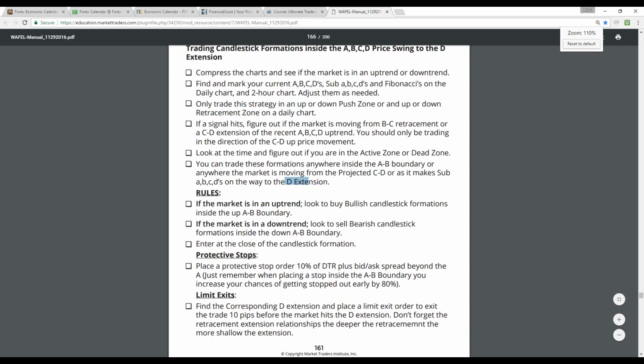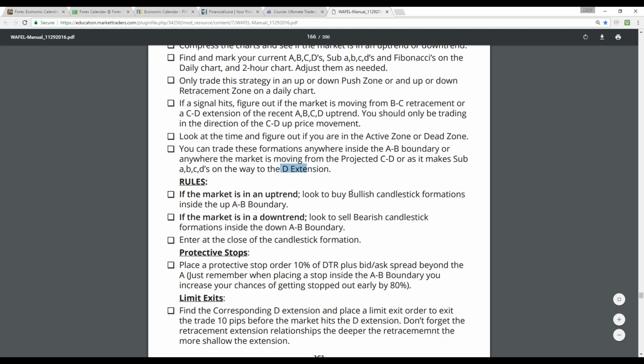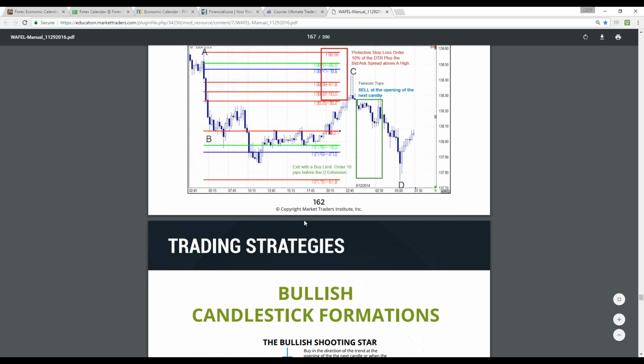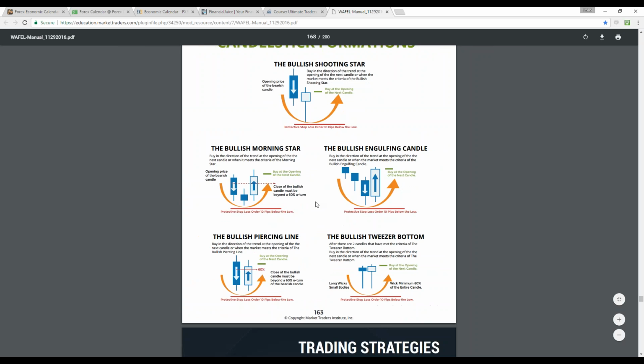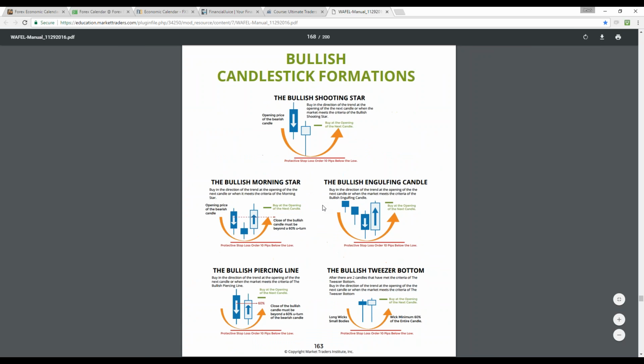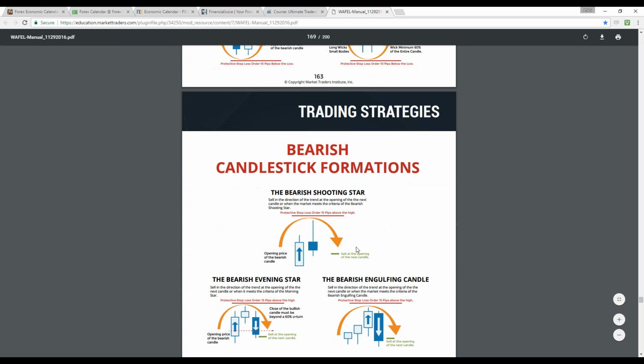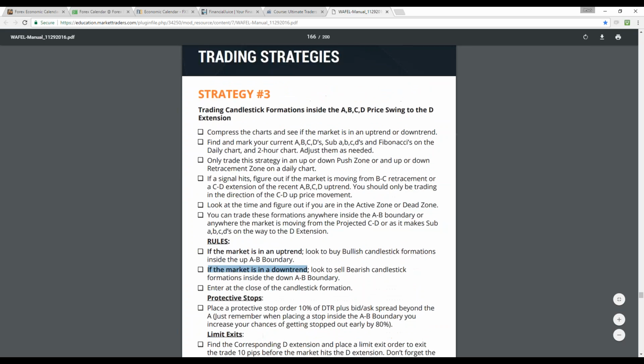The entry will be the same. The common element will be candlestick formations. That's my signal. If I'm in an uptrend, I need to look for bullish candlestick formations. If I am in a downtrend, I need to look for bearish candlestick formations. So once again, it is important, and I reiterate my invitation for you to print these out and have them next to your computer.